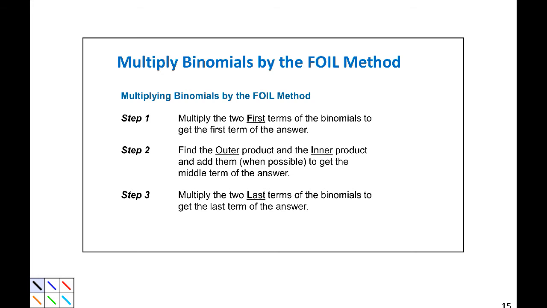Step 1, multiply the first two terms of the binomials to get the first term of the answer. Then find the outer product and the inner product and add them if you can to get the middle term of the answer. And then step 3, multiply the two last terms of the binomials to get the last term of the answer.